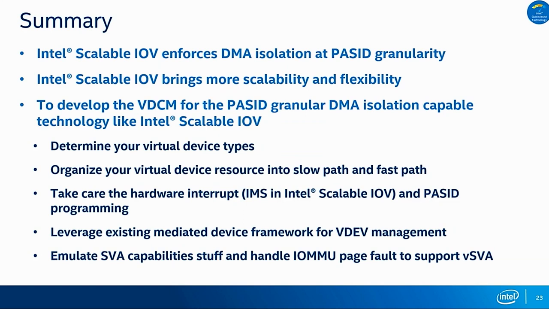Okay, so here is a summary for today's session. What we wanted to highlight is that Intel Scalable IOV enforces DMA isolation at PASID granularity, which is more flexible and scalable. If you want to develop a VDCM for PASID granularity DMA isolation capable technologies like Intel Scalable IOV, you need to make sure you are leveraging the existing mediated device framework for virtual device management. You also need to determine your virtual device types, and organize your virtual device resources into slow path and fast path. And you need to take care of the hardware interrupt, like the IMS in Intel Scalable IOV.